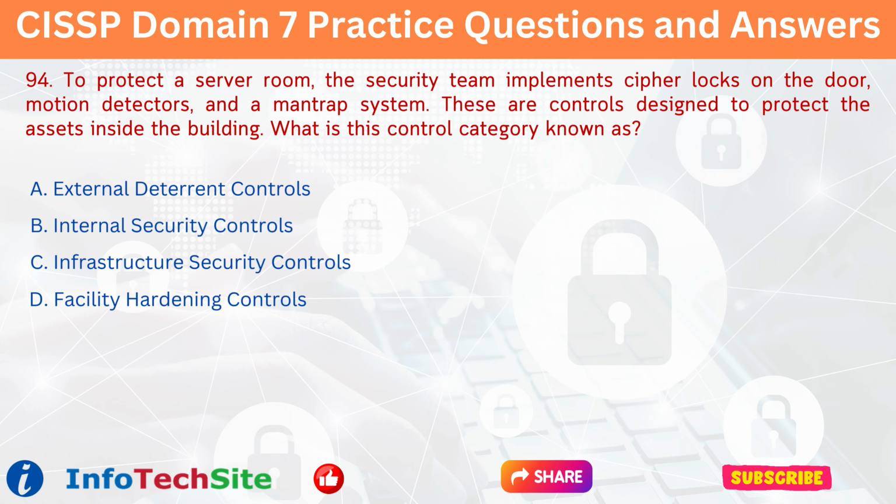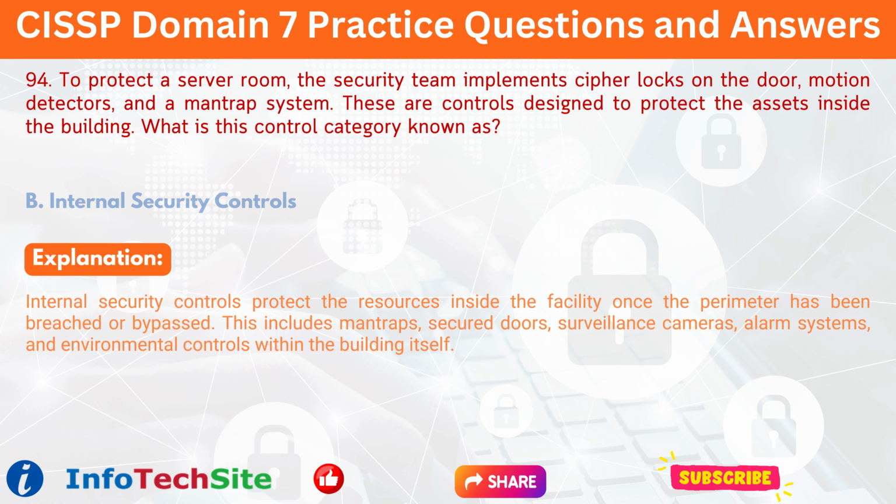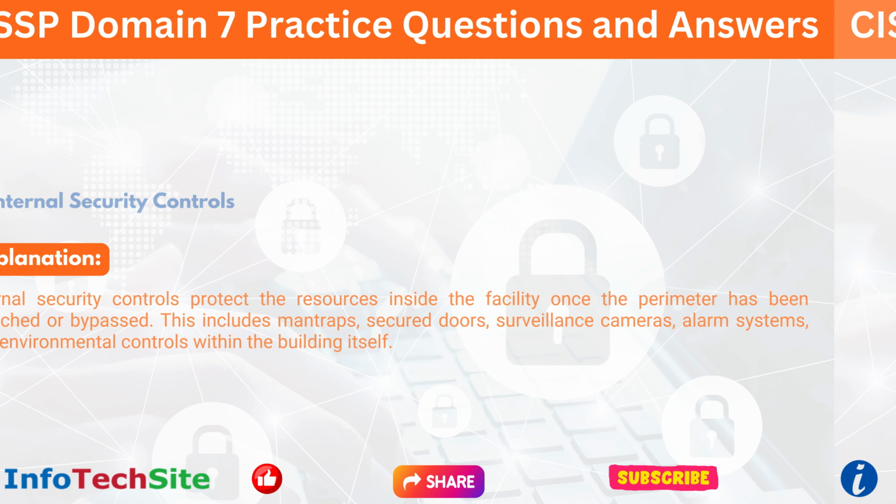A. External deterrent controls. B. Internal security controls. C. Infrastructure security controls. D. Facility hardening controls. The correct answer is B. Internal security controls. Explanation. Internal security controls protect the resources inside the facility once the perimeter has been breached or bypassed. This includes man-traps, secured doors, surveillance cameras, alarm systems, and environmental controls within the building itself.